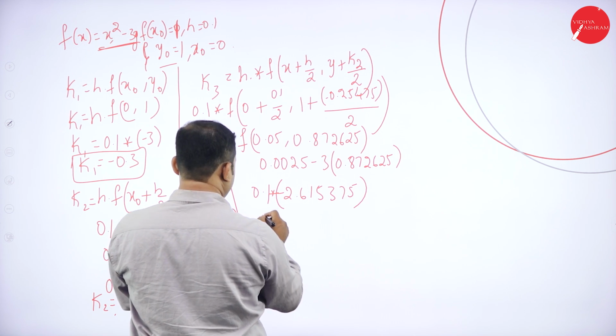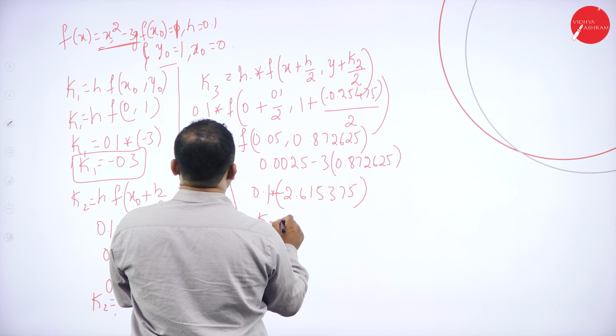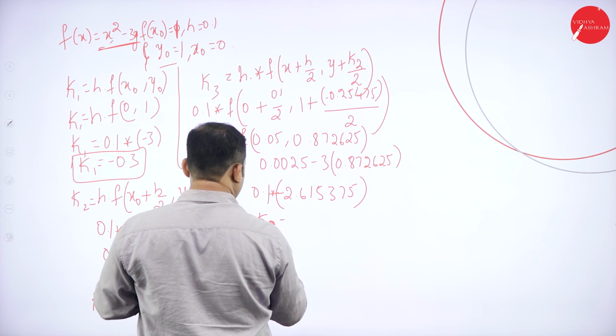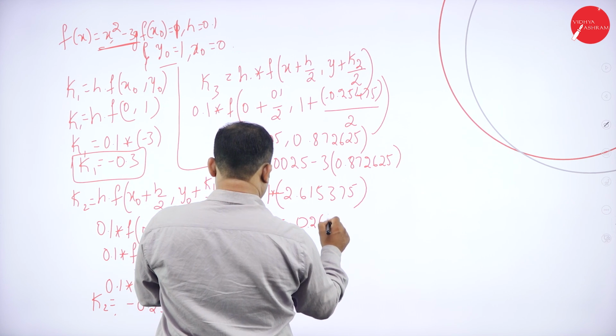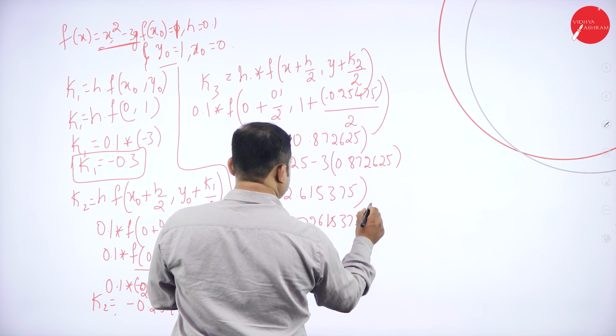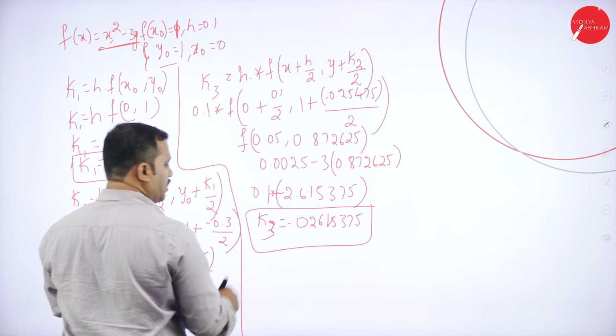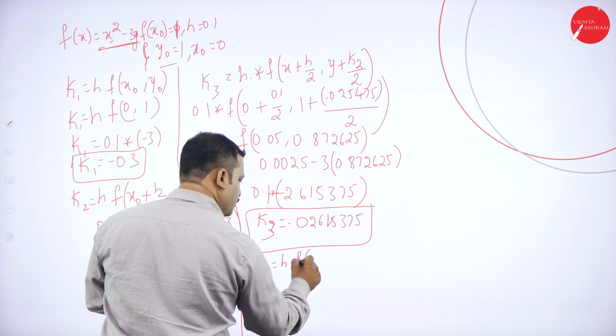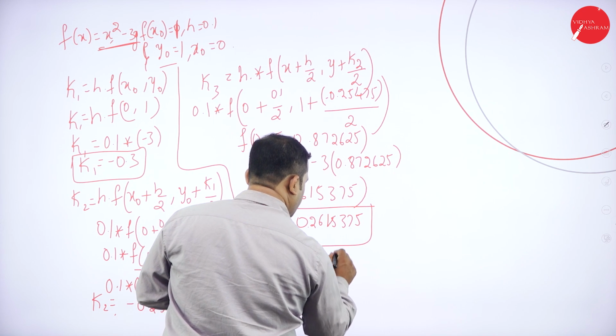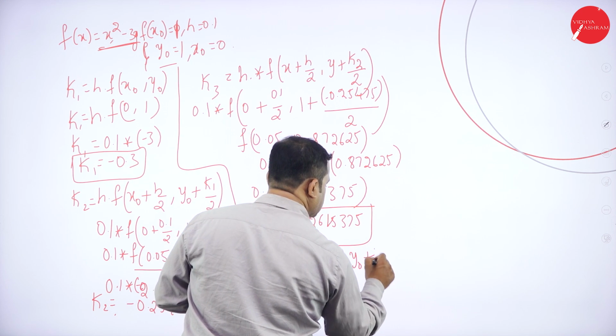If I do that operation, what is the value of K2? K2 is already obtained. K3 is equal to minus 0.2615375. This is the value of K3. Now what is the value of K4? K4 is equal to h into f of x0 plus h comma y0 plus K3.